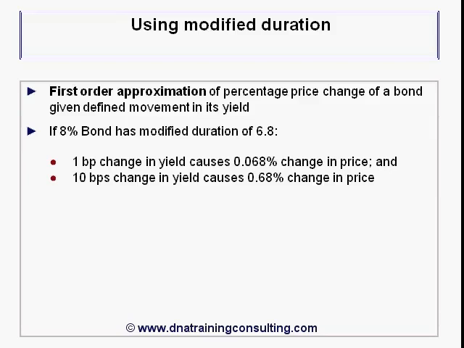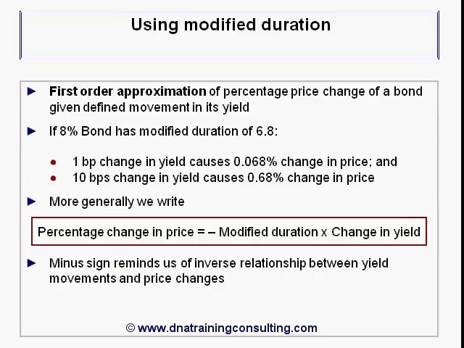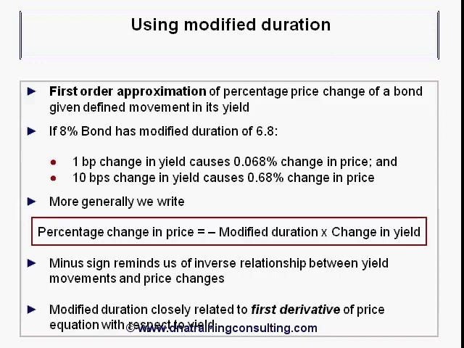More generally, we can write percentage change in price equals minus modified duration times the change in yield. The minus sign reminding us of the inverse relationship between yield movements and price changes. Technically speaking, modified duration is closely related to the first derivative of the price equation with respect to yield.